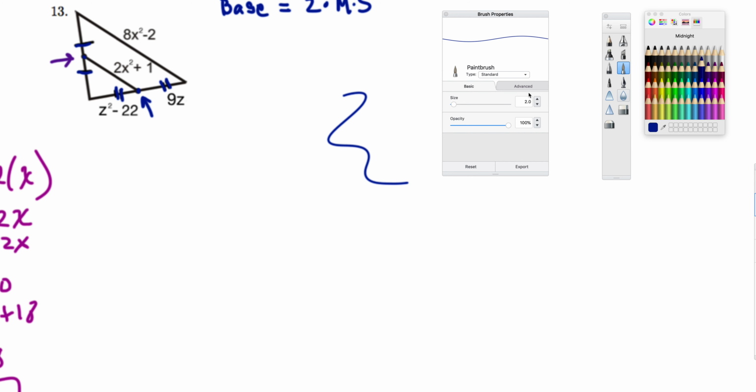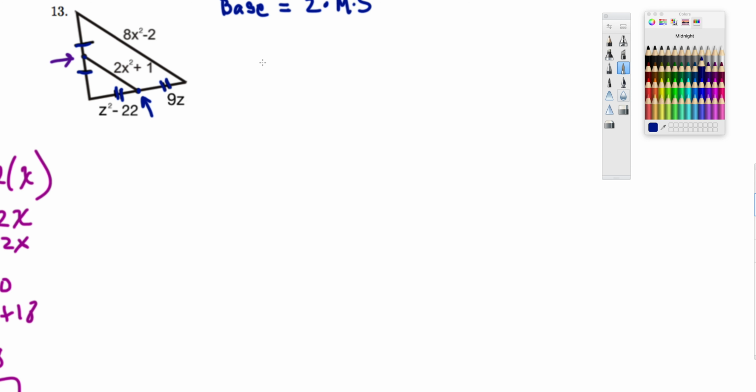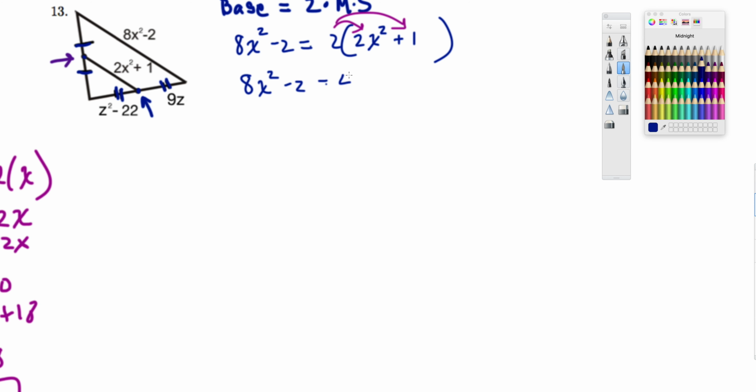Yeah, okay. So what's the base? 8x squared minus 2 equals 2. Always use parentheses when substituting. It's generally a good idea, because we don't want to forget to distribute the 2 into the entire expression. 8x squared minus 2 equals 4x squared plus 2.